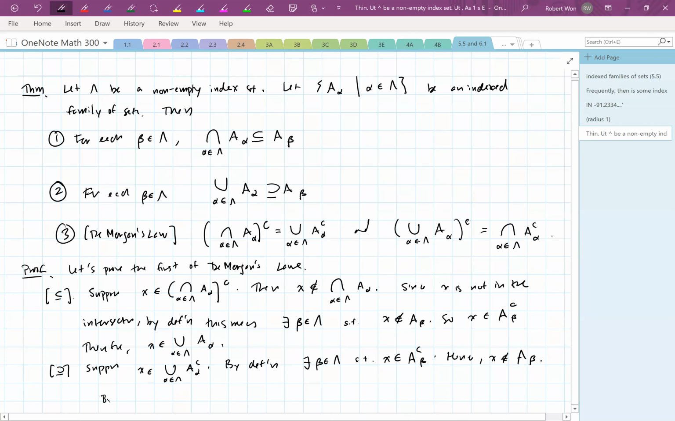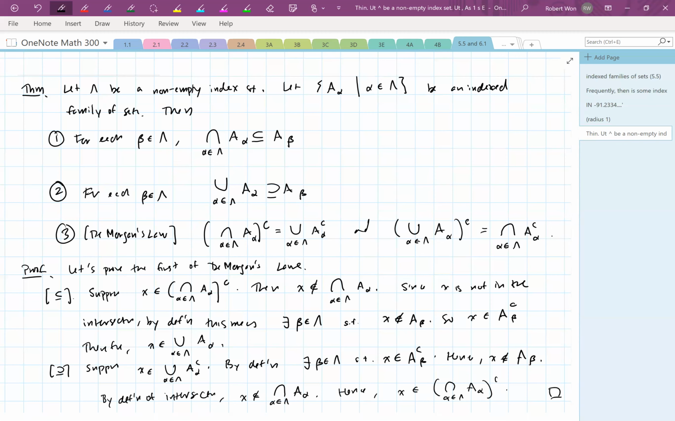So by the definition of the intersection, x is not in the intersection over every alpha. And by the definition of the complement, x is in the complement of this set. And so I've proven both inclusions, so this finishes the proof. Because if you go back and look at the proof of De Morgan's law in the two-set case, it was basically exactly the same thing. Okay, and the moral of the story here is just that intersections and unions behave just as you expect, even if you take the intersection or the union of infinitely many sets.